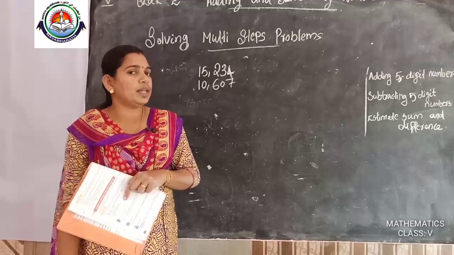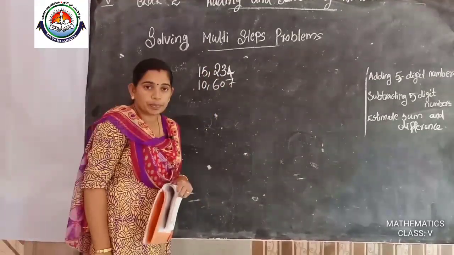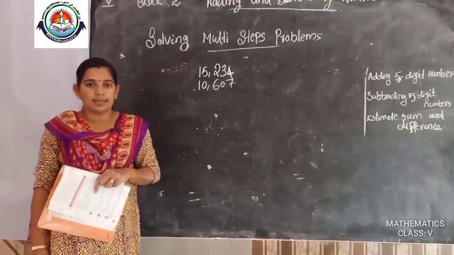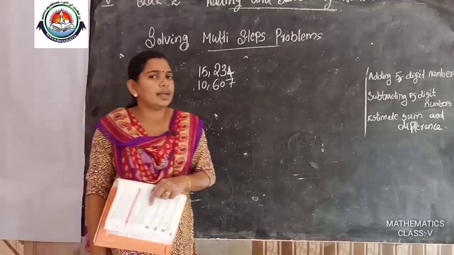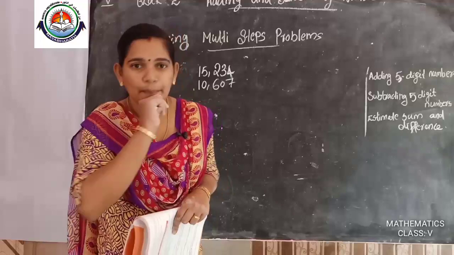What operation are we doing here? Here the total is 15,234. Then 10,607 animals are wild animals. Then how do you get the other animals? Subtraction or addition? Yes, subtraction.